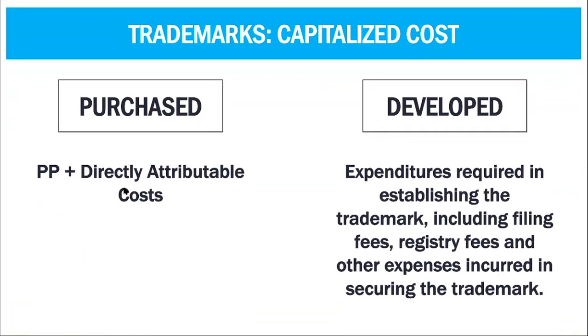So if the trademark is purchased, still purchase price plus directly attributable cost. But if the trademark is internally generated, what are the costs that are included? Those are the costs for the establishment of your trademark, which are your filing fees, registry fee, and other expenses incurred in securing the trademark. So in short, only those costs for the securing of trademark, just like your patent.